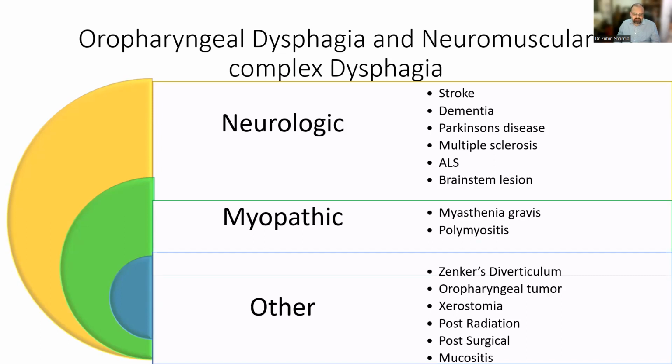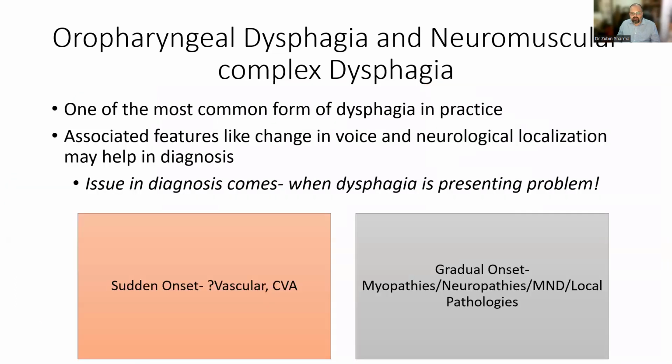But there are other conditions like oropharyngeal tumors, xerostomia, and autoimmune disorders like Sjogren syndrome. Post-surgical and post-radiation changes are pretty common in GI practice to have dysphagia, as well as mucositis because of drugs or radiation. So how do you evaluate oropharyngeal dysphagia? I think it's one of the most common forms.